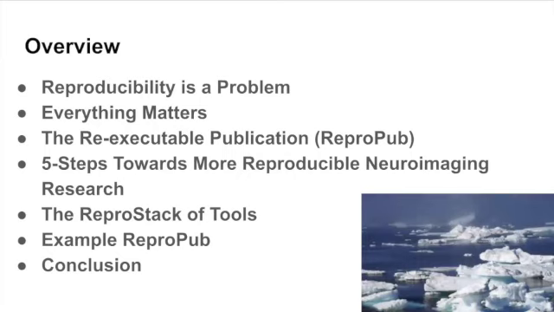For the sake of today's presentation, I'll be following this overview. We'll talk about the reproducibility problem. We'll get into my favorite topic of everything matters. We will introduce the revised publication concept of the re-executable publication that we refer to as the ReproPub. Faced with the challenges of trying to do reproducible publications, we will look at how to break that problem down into more manageable pieces, our so-called 5-step program towards more reproducible imaging.